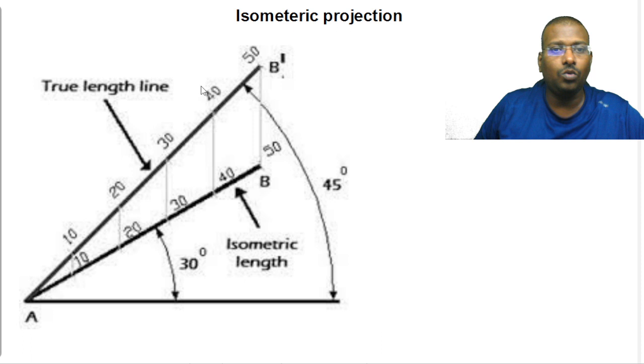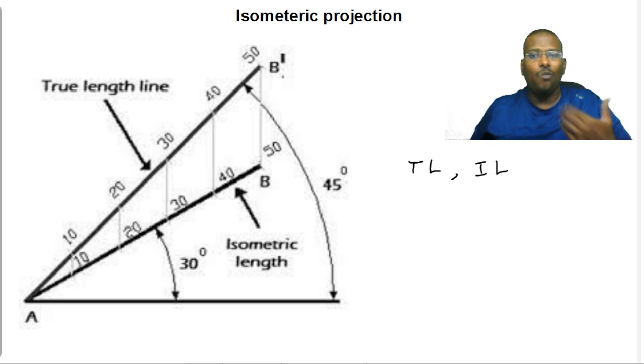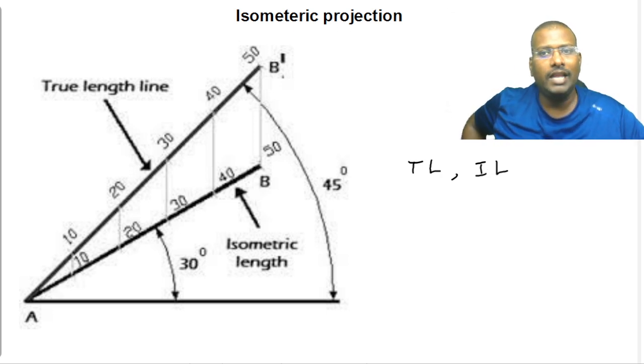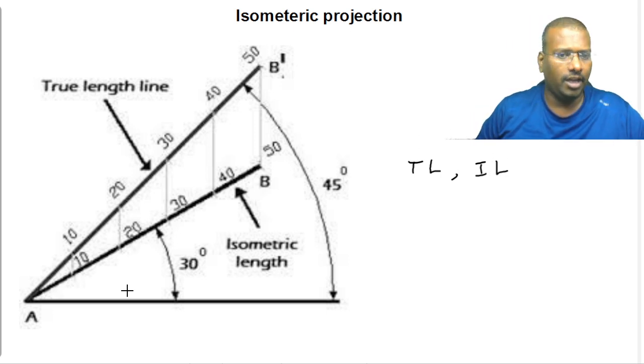So if the true length is some L, then how much is the isometric length? Let us consider true length, I am writing it as TL. Isometric length we are going to consider as IL. So what is the relation between true length and isometric length? Very simple, if you know the basic trigonometry, we can be aware of it.